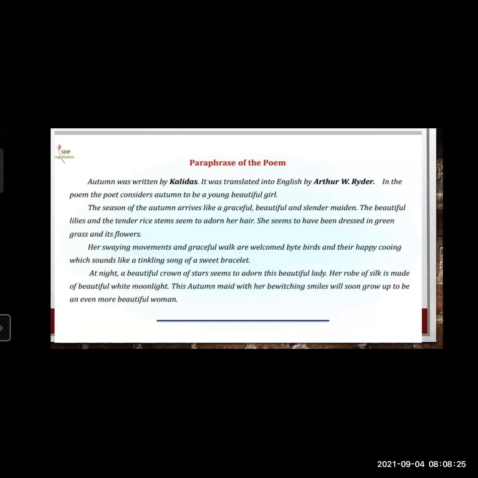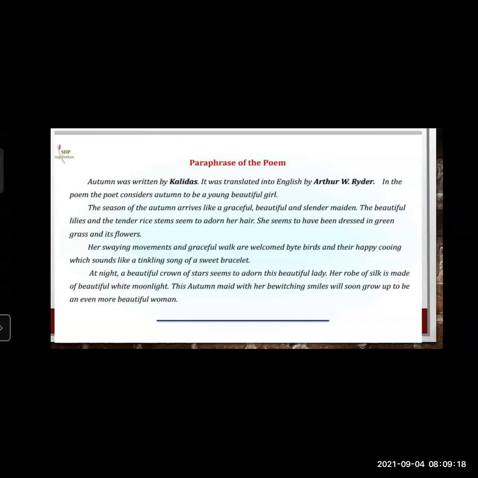So this beautiful picture is because of the white moonlight, the brightness of the moon spread on the autumn's face. After the moonlight, the autumn girl makes a bewitching smile on her face. What does bewitching mean? Bewitching means attractive or enchanting. This heartbreaking smile attracts everyone, so everyone looks at that girl because of her enchanting smile.